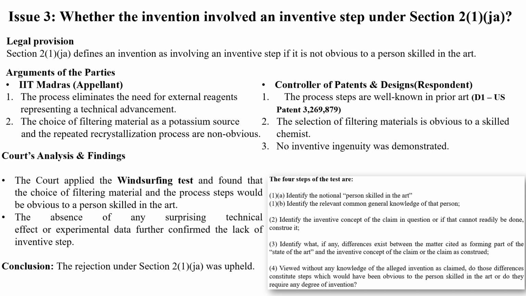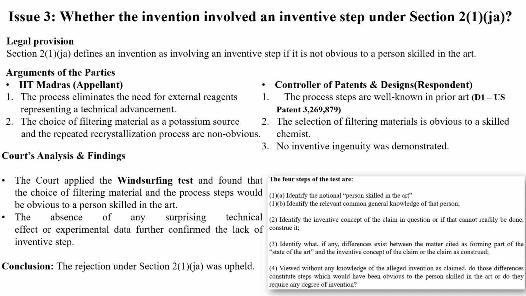The four steps of Windsurfing are given in the slide. So you can see: first, identify the notional person skilled in the art. Clause B is to identify the relevant common general knowledge of that person. Identify the inventive concept of the claim in question, or if that cannot readily be done, construe it. Third is to identify what, if any, differences exist between the matter cited as forming part of the state of the art and the inventive concept of the claim, or the claim as construed. Fourth is to view those differences without any knowledge of the alleged invention as claimed.